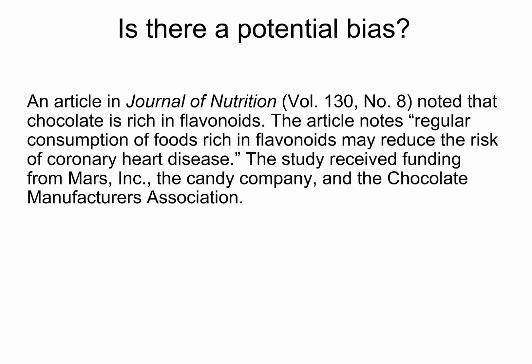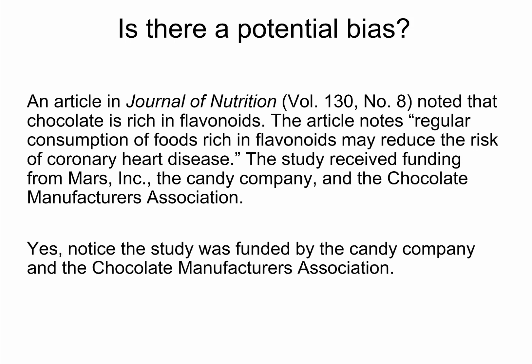Let's take a look at an example. Is there a potential bias here? An article in this journal noted that chocolate is rich in flavonoids. The article notes, quote, "regular consumption of food rich in flavonoids may reduce the risk of coronary heart disease," end quote. The study received funding from Mars, the candy company, and the Chocolate Manufacturers Association. So is there a bias there? Yes. Notice who funded the study, the candy company and the Chocolate Manufacturers Association.